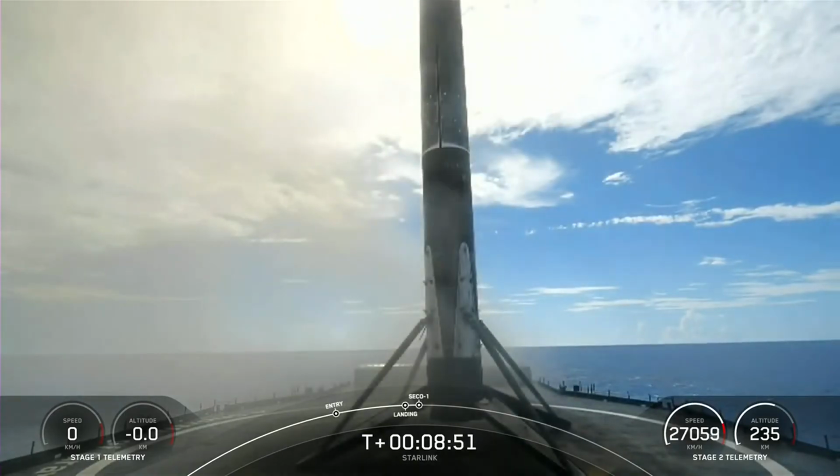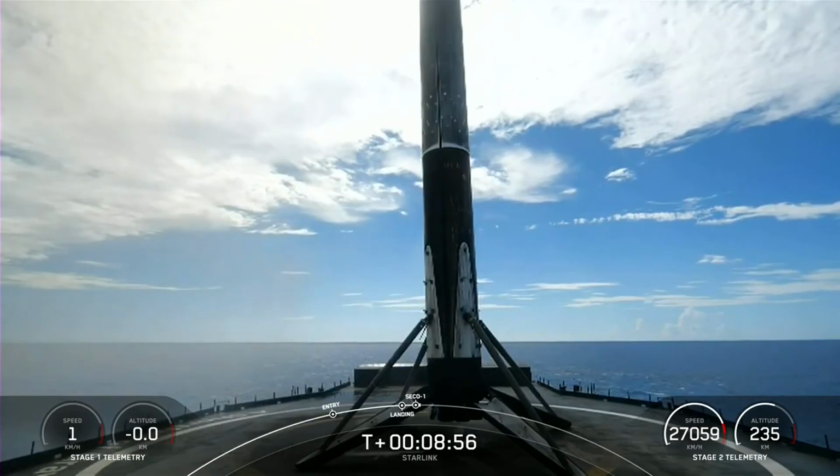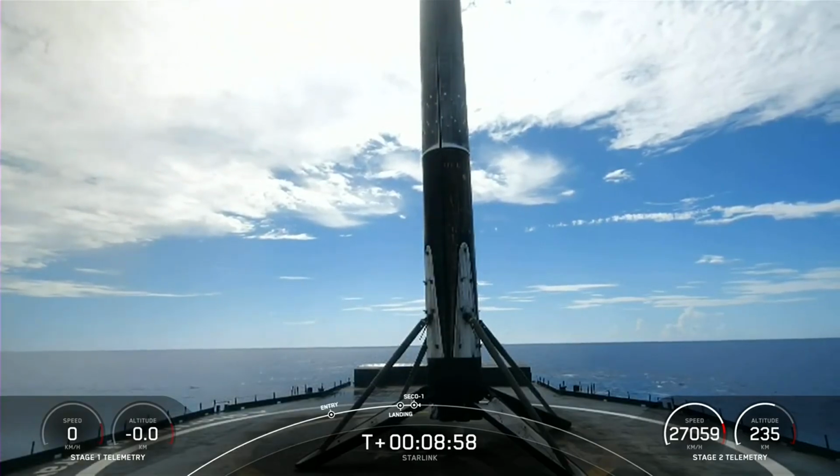And great news. As you can see on your screen, Falcon 9 has landed. This marks the 126th landing of a Falcon 9 first stage.